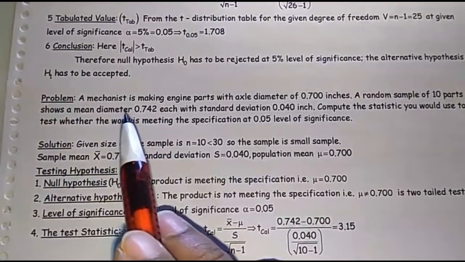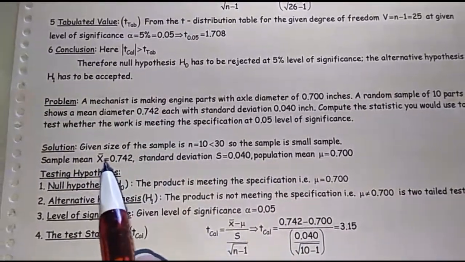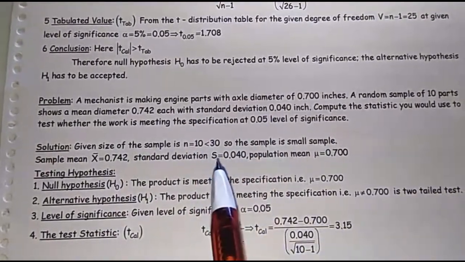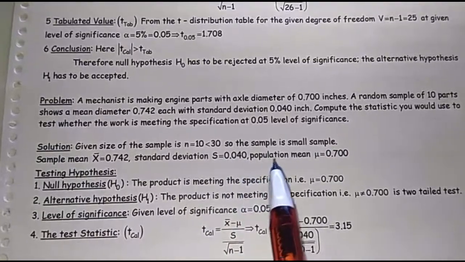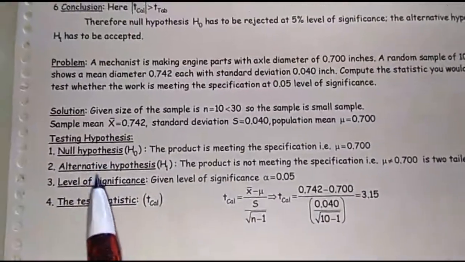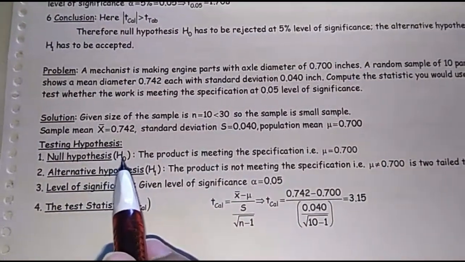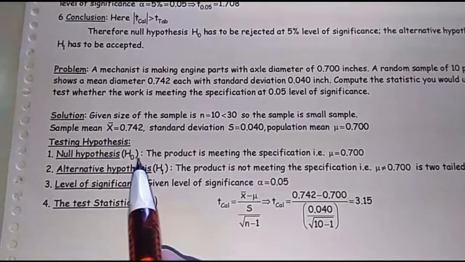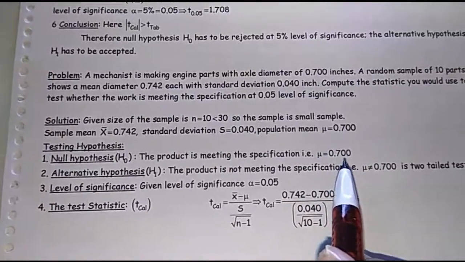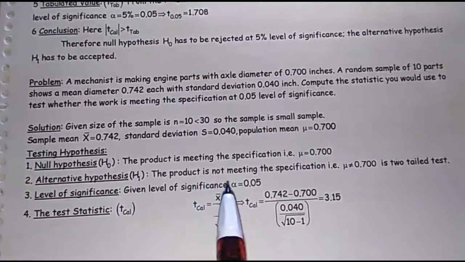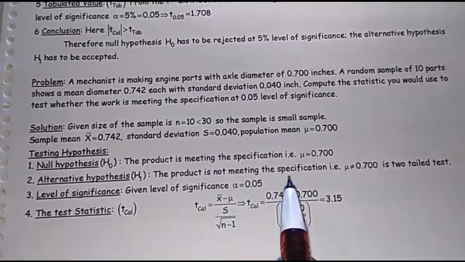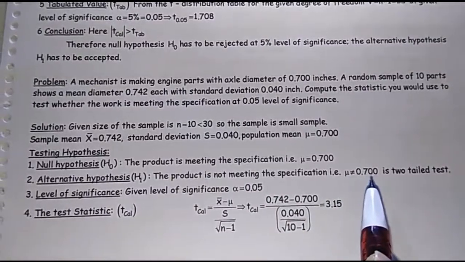The sample mean diameter is x bar equals 0.742, and standard deviation is s equals 0.040. Population mean mu equals 0.700. Now coming to the testing hypothesis, null hypothesis H0 always says that there is no significant difference. That means the product is meeting the specification, that is mu equals 0.700. Alternative hypothesis is nothing but the complement of the null hypothesis. The product is not meeting the specification, that means mu not equal to 0.700.